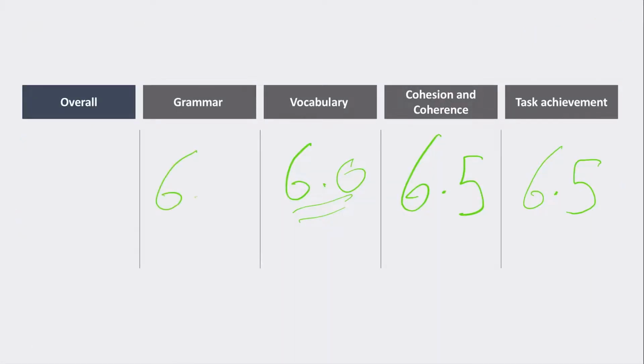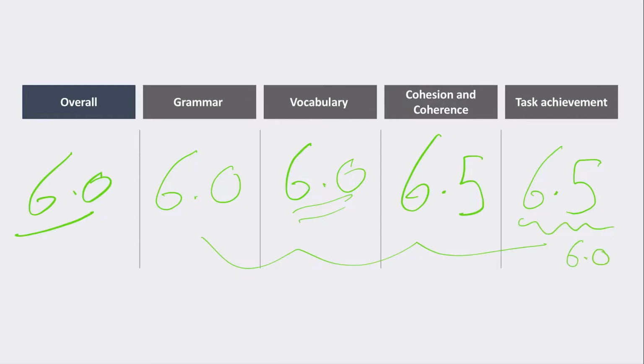Grammar, I can probably give a 6. They were understandable, but there were a lot of consistent mistakes. Okay, so I think they need to be working on that a little bit. So I think, to be honest, it's coming out as an overall 6. I know that if you add all these together and average them out, they round up, so it would come out at 6.5. So maybe I could see an argument where someone might pull this down to a 6.0. I don't think this essay is hitting an overall 6.5. It feels like a 6.0 essay to me.